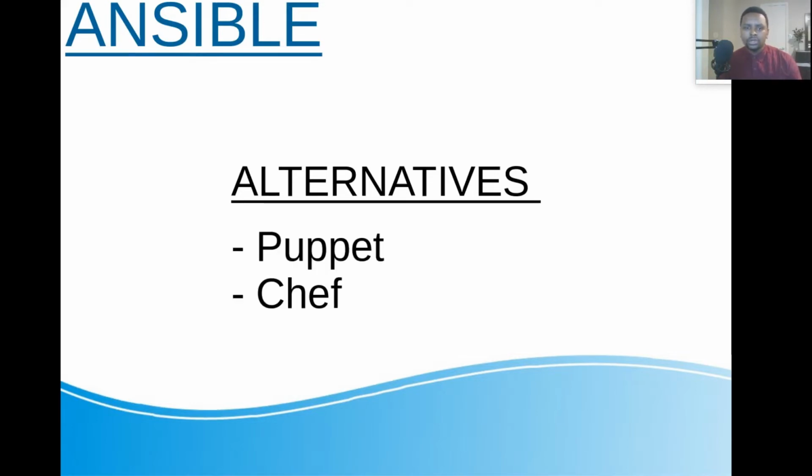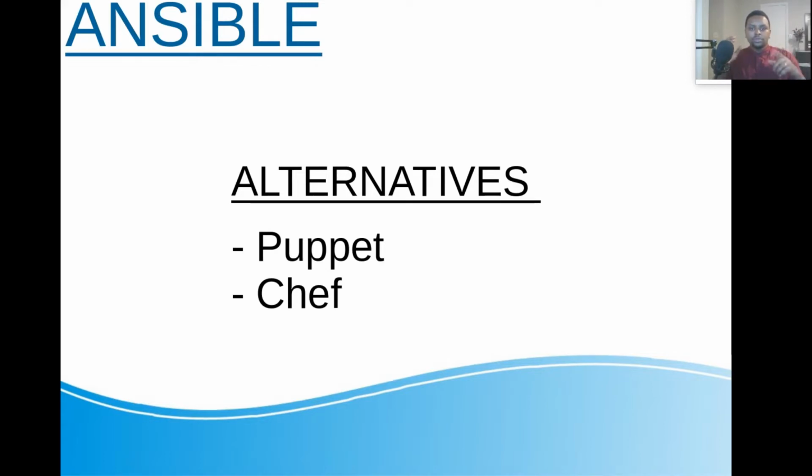There are two alternatives, Puppet and Chef, and the main difference here is that Ansible is the only one of the three that lets you have a server and your client nodes, where your server can push configurations over to your nodes, but you can also set up your nodes to pull configurations from your server. So push and pull, that's Ansible.